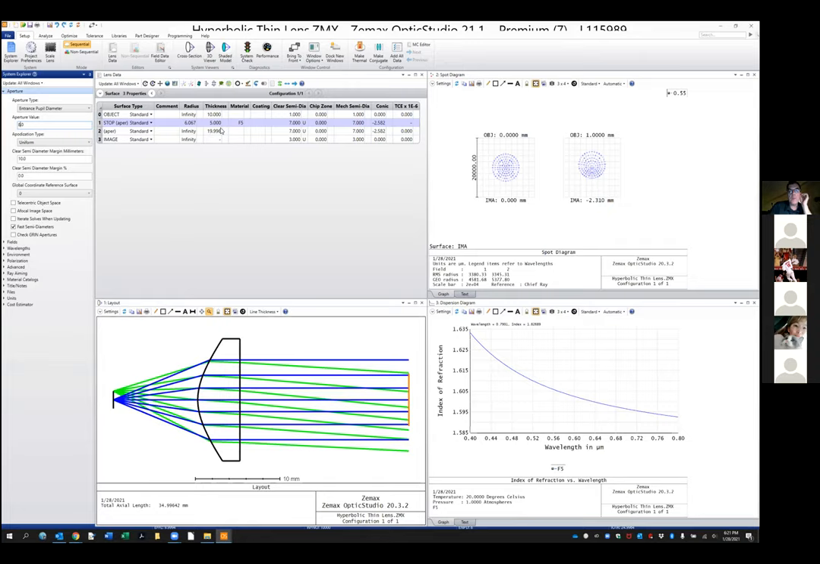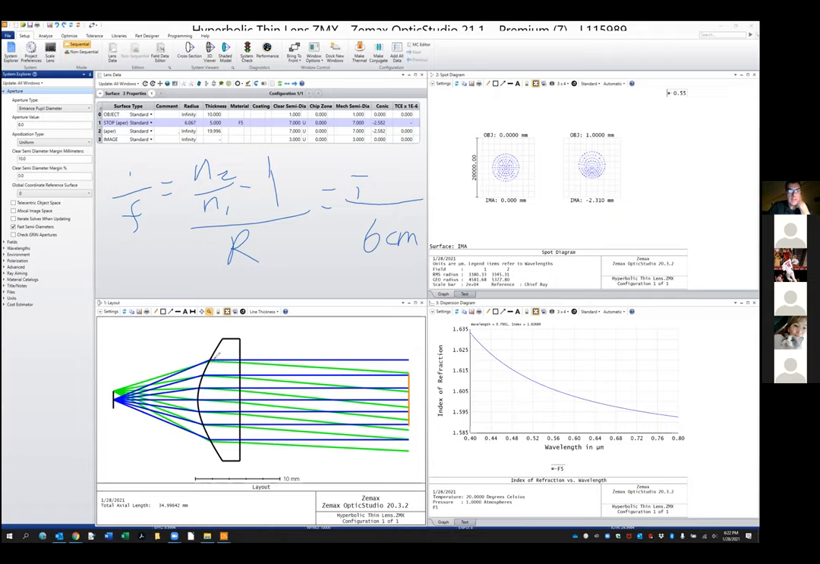Our formula was that 1 over the focal length is N2 over N1 minus 1, over the radius. I'm going to turn on my annotation. The radius of curvature is 6. We need to figure out what N2 over N1 is. It starts off in air, so N1 is 1, and N2 is the refractive index of the glass.